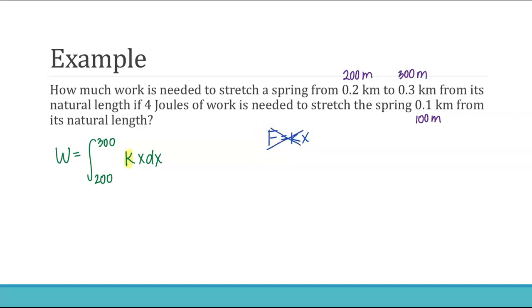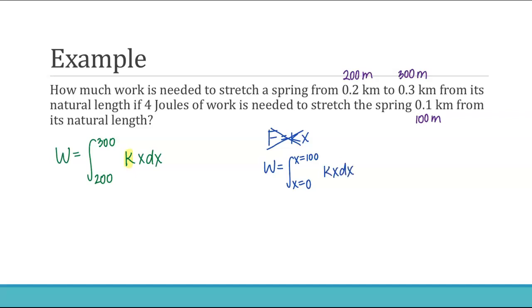We know that work is equal to an integral. So the integral from x equals, now here's what we know. 4 joules of work is needed to stretch the spring 100 meters from its natural length. So its natural length would mean x equals 0 to x equals 100 of k times x dx.